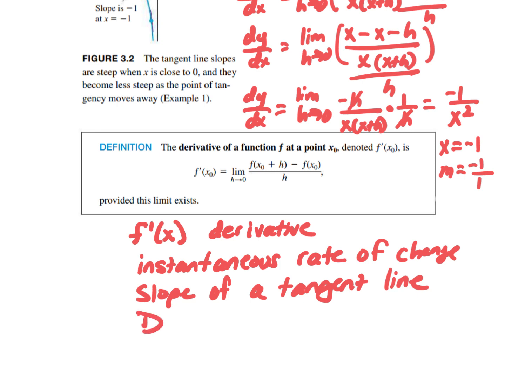Or they could even just ask you to differentiate, which just means to take the derivative and use the derivative formula as we see in the definition of derivative. So anytime you're asked on an exam or a quiz or anything for using the definition of derivative, this is one of the formulas that you would like to use.